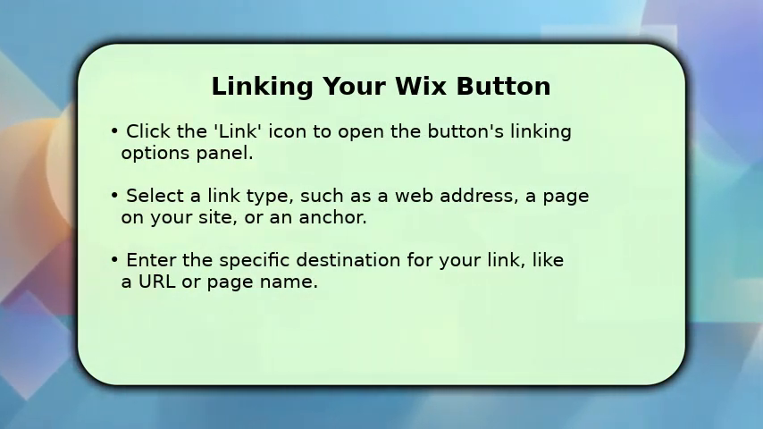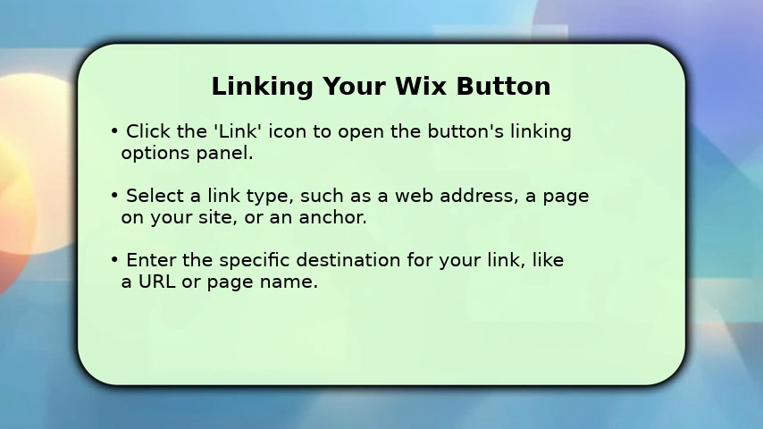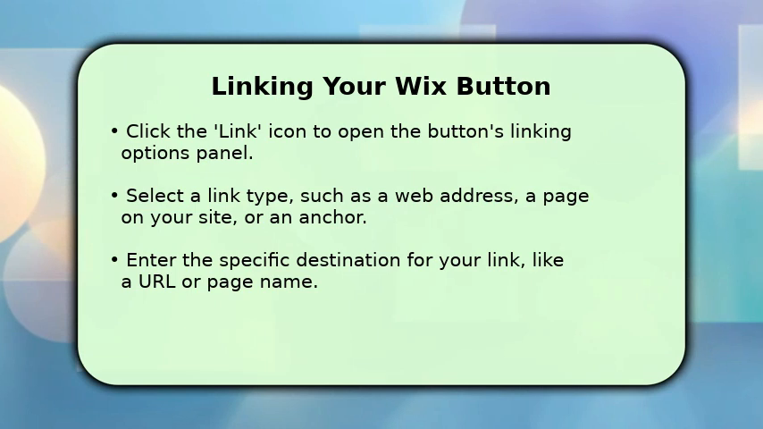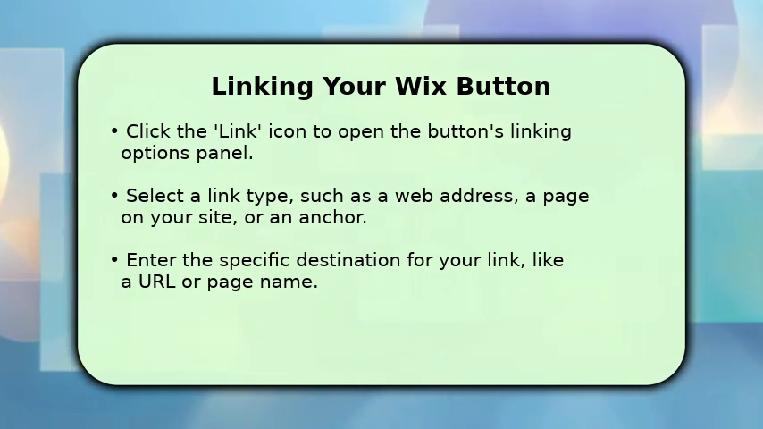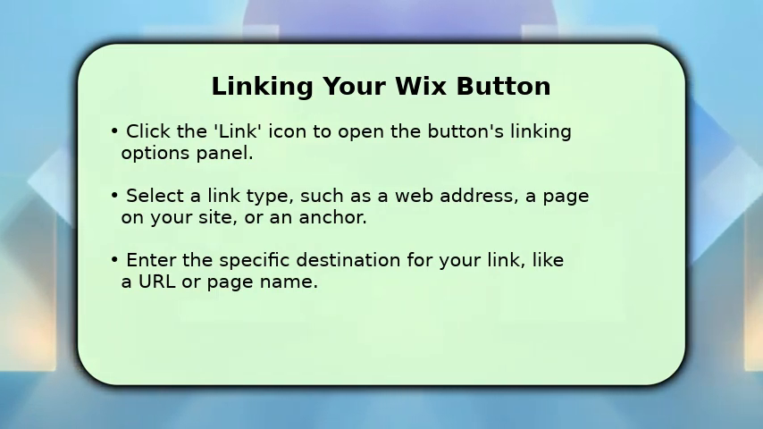To add functionality, click the link icon that appears when your button is selected. This opens the Link Settings panel. You have several options: link to a web address, a specific page on your site, an anchor point, or even an email. After entering your destination, choose whether the link opens in the current window or a new one. This ensures your visitors navigate exactly as you intend.